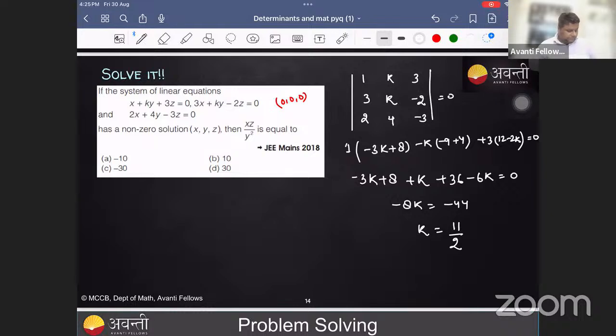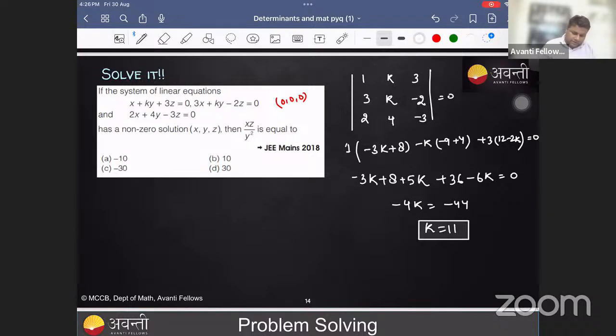Am I clear? So it is minus 3k plus 8. Okay, sorry. It should not be this. It will be minus plus 5k. So 5 minus 6, it will be minus of 4k. So your k will be 11.